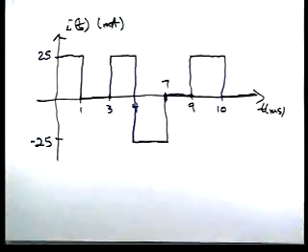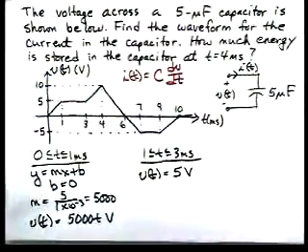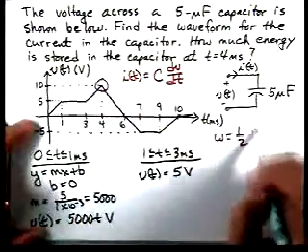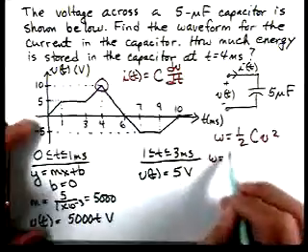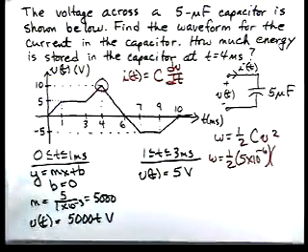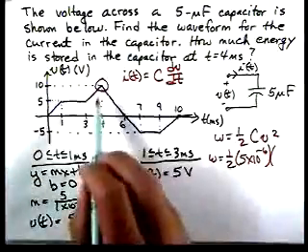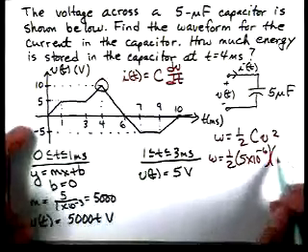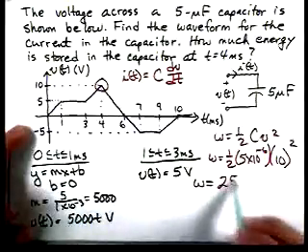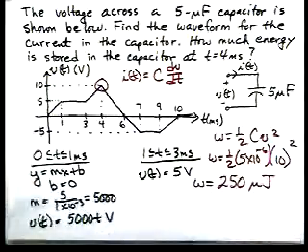And then we've got one last calculation, and that is the energy. We have to calculate the energy at t equal 4 milliseconds. Remember the energy is 1/2 CV squared. So we have 1/2 times 5 times 10 to the minus 6, and the voltage at 4 milliseconds is 10, so we have 10 squared. The energy then is 250 microjoules. So we use 1/2 CV squared for that calculation.